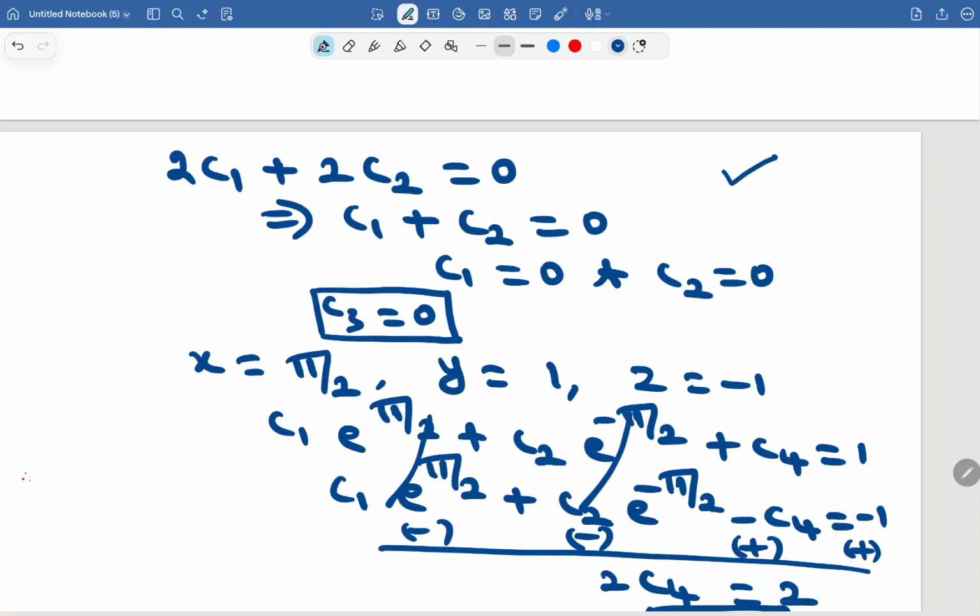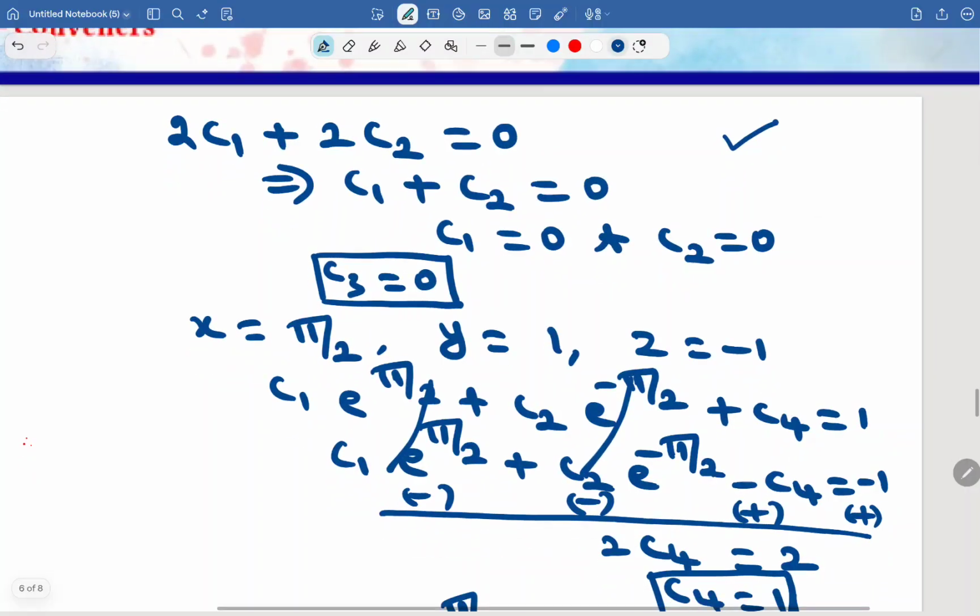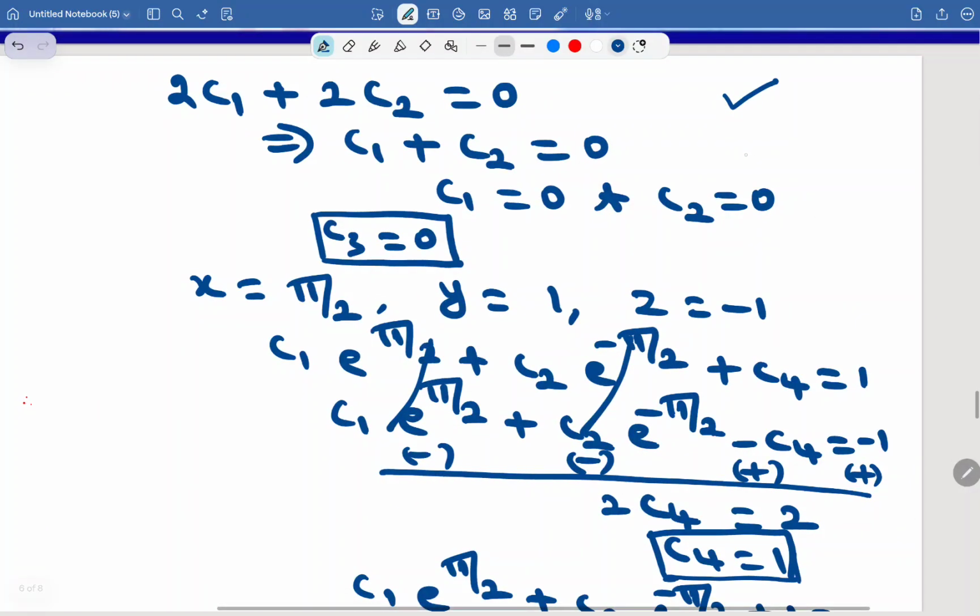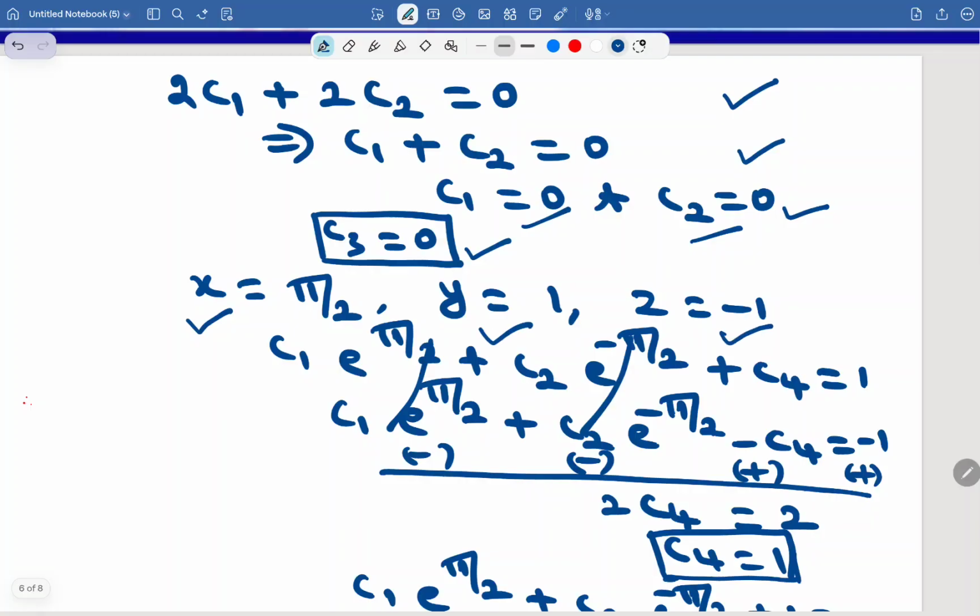Solving, we are getting 2C1 plus 2C2 equal to 0, divided by 2, C1 plus C2 equal to 0. It is possible only if C1 and C2 are 0. If C1 and C2 are 0, C3 is 0. Now applying the second condition, when x is pi by 2, y is 1, z equal to minus 1, we are getting these two equations from 1 and 2.